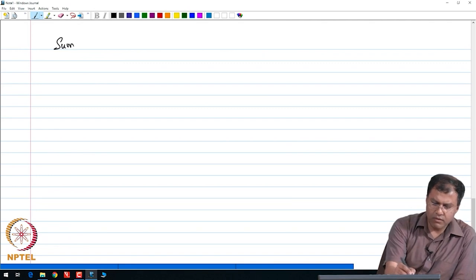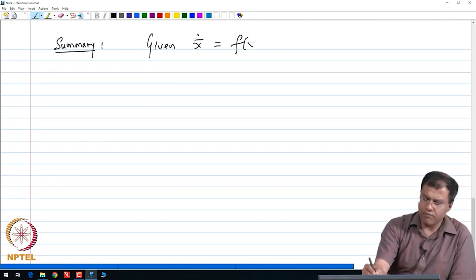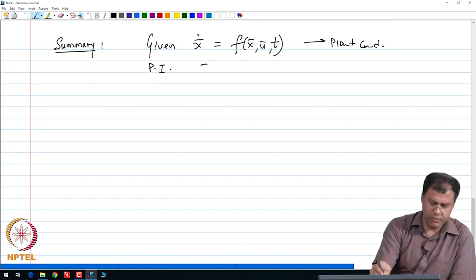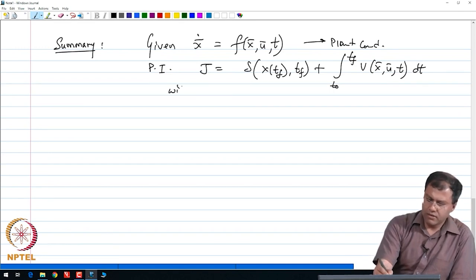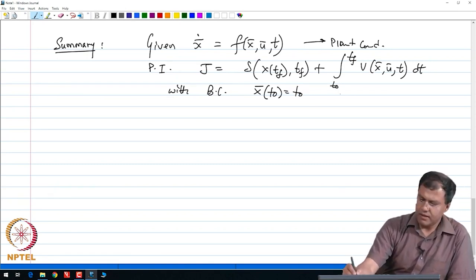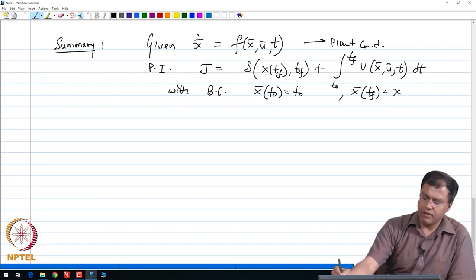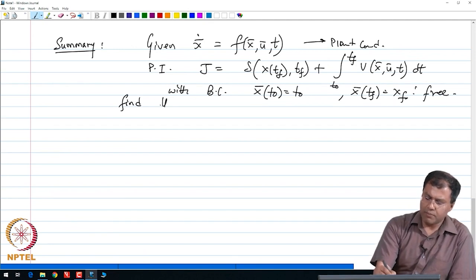So, the summary is as follows. We start with the statement: given my plant condition x bar dot is equal to f of x, u, t, and my performance index, J, which is S of x of t f comma t f plus integral from t 0 to t final V of x bar, u bar, t dt, with boundary condition x bar of t 0 equal to x 0 and x bar of t f equal to x f, and this could be our free boundary condition. Well, the statement is the same: find the optimal control, right.